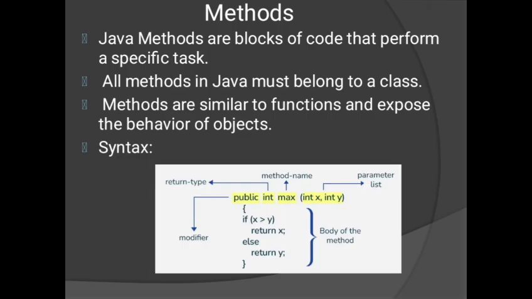Java methods are blocks of code that perform a specific task. All methods in Java must belong to a class. In Java, we can say function as method. Method is one of the important concepts in Java. We know Java is everything about objects, and every object has a certain class, certain behavior, and certain details. Like a human, a human has a certain name, behavior, data, whether the human is sleeping, walking, talking, and so on.